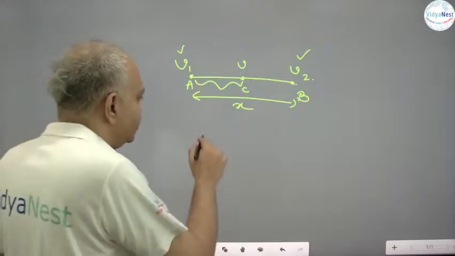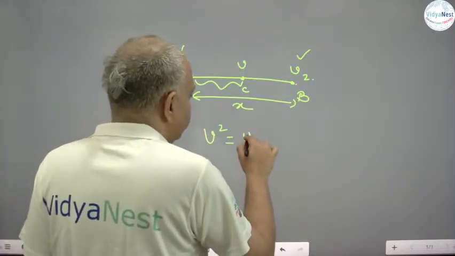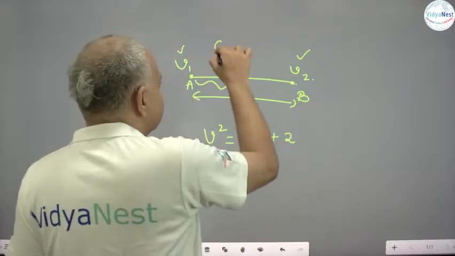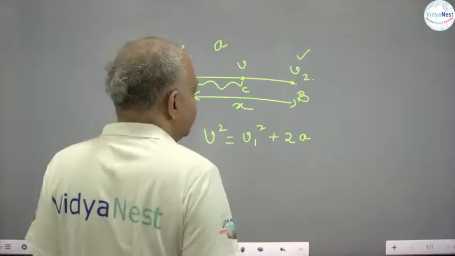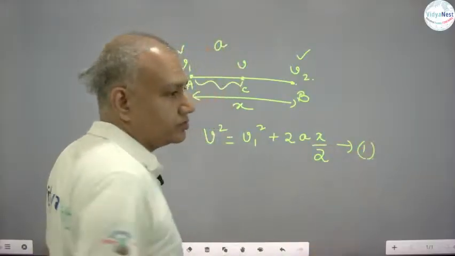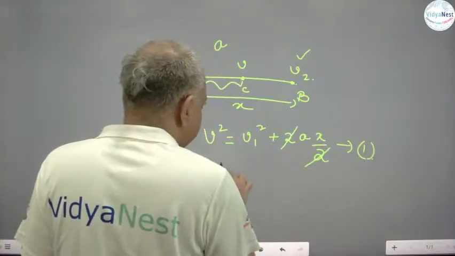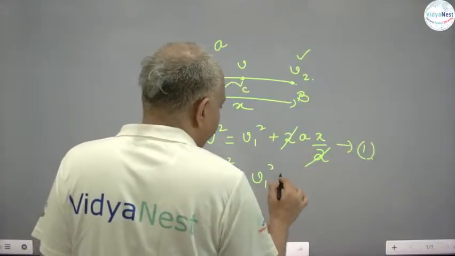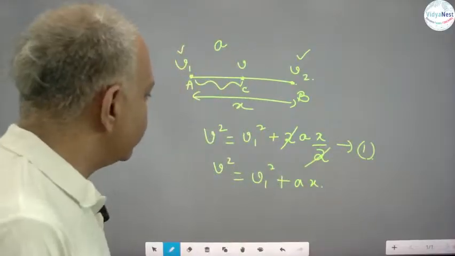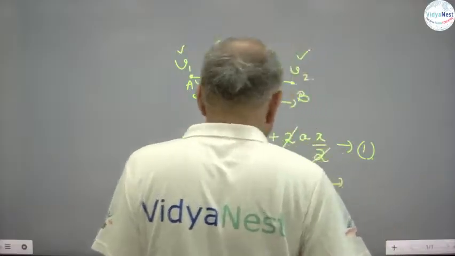Therefore we can tell v square is equal to v1 square plus 2 into a into x by 2, if the acceleration is a. So the 2 and the 2 cancel. v square is equal to v1 square plus ax. This is my first equation.